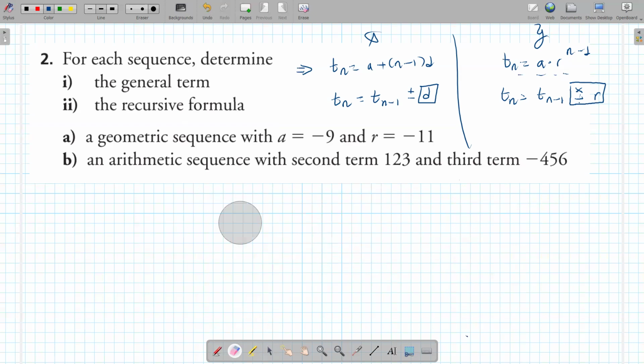Part B appears to be a little bit more complicated because we don't know a or d. So we know T2 is 123, and we know T3 is -456. Is the d positive or negative here, the common difference? We had 123. We added or subtracted some number to this that gave us -456. So is d positive or negative? Negative. Yeah, negative. What is the d value?